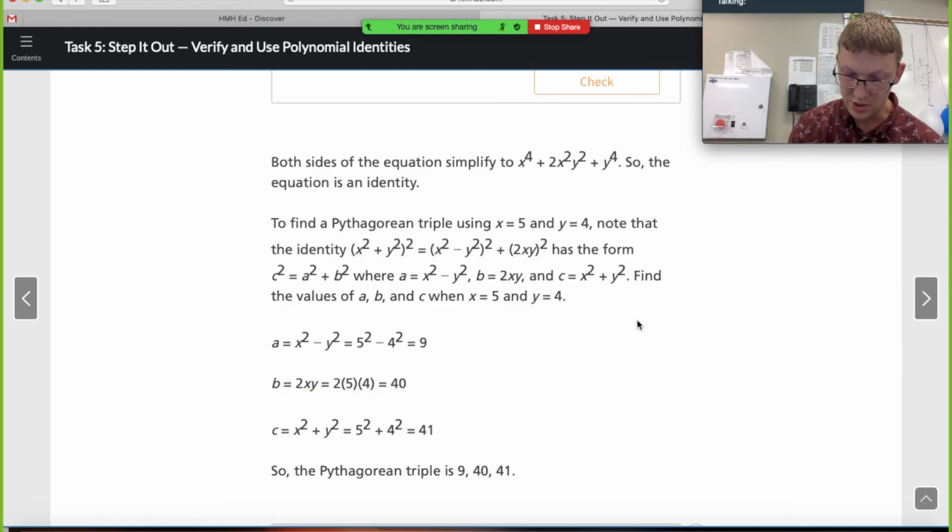So the Pythagorean triple is 9, 40, 41. So what does that mean? That just means that for every triangle, a, b, c, there is a certain set of numbers where a, b, and c would work with the Pythagorean theorem. So this is just one of those many different triples. So that's what's called a Pythagorean triple.